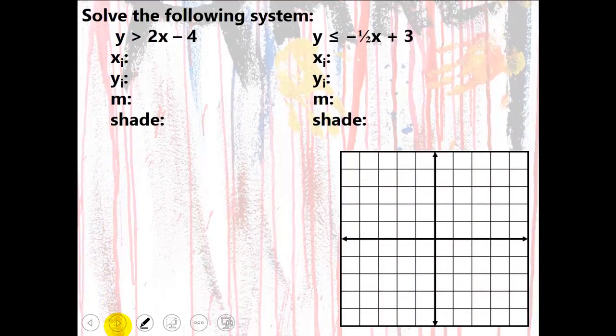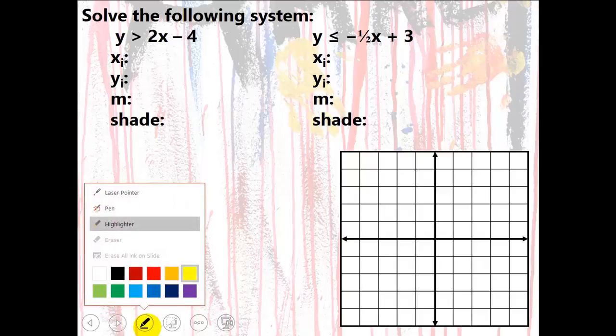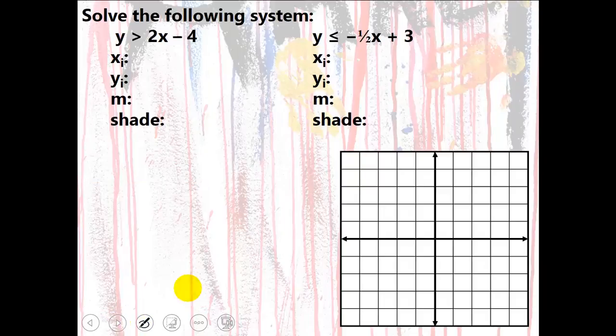It doesn't include any part on the graph that has only one color or no colors. Let's try a little bit harder. Let's go back to a purple pen, and let's do y is greater than 2x minus 4. For my x-intercept, I'm plugging in 0 for y, and that means x is equal to 2, so it's (2, 0). My y-intercept is going to be (0, -4). My slope is 2, or 2 over 1.